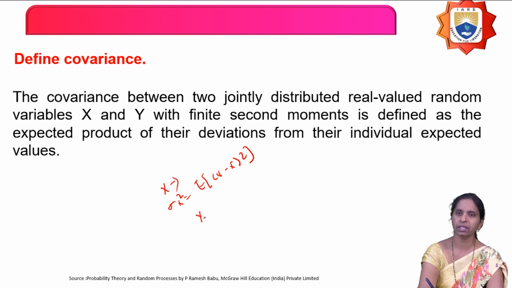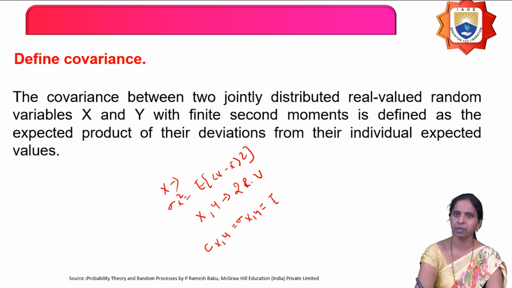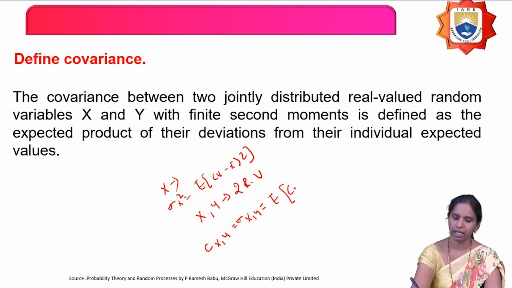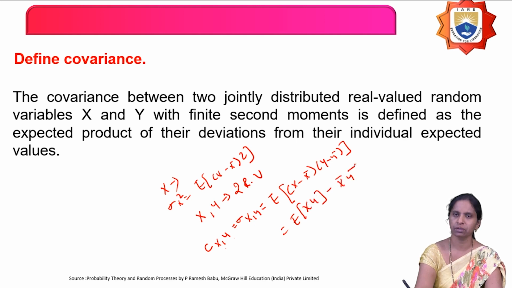Now, if you have more than one random variable, for example, if you have two random variables x and y, then the covariance between these two random variables is nothing but Cxy, or else it is called sigma xy. It is defined by how they deviate from their expected value, nothing but the mean, that is the expectation of (x minus x bar) into (y minus y bar). So this is called the covariance of two random variables x and y. If you simplify this, you get the expectation of xy minus x bar into y bar.